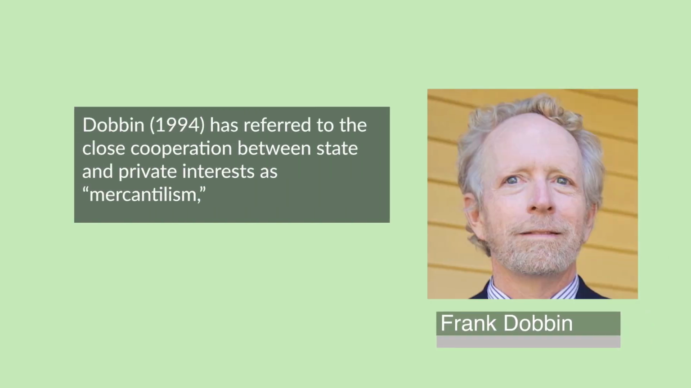The powers or privileges that the state gave to these quasi-public corporations included the right of monopoly, the limited liability of the shareholders, the possibility of issuing bonds, and they were even granted the right to issue money. Dobbin, in his 1994 paper, has referred to the close cooperation between the state and such private interest as mercantilism.